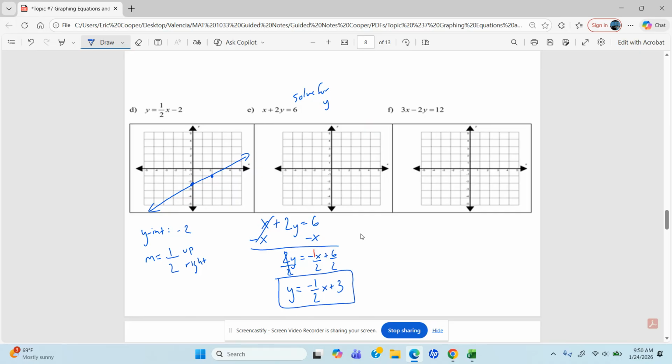This we can now graph. It tells me my y-intercept is at positive 3. So I'm going to start 3 up. My slope is negative 1 over 2. It's negative, so I'm going to move down 1, and I'm still going to move right 2 from the y-intercept. So from the y-intercept, I'll move down 1 and to the right 2, and then I can graph my equation.